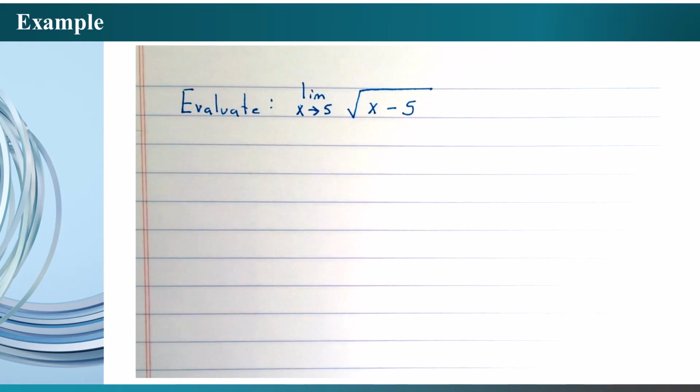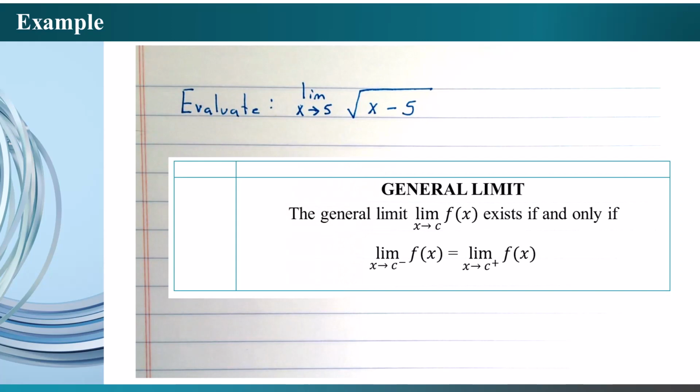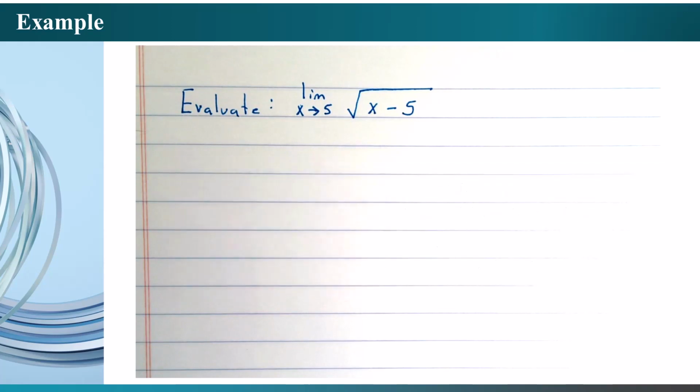If we substitute x equals 5 in here, we get the square root of 0, which is just equal to 0. However, we have to be a little bit careful. Remember that a general limit only exists if the limit coming from the left is equal to the limit coming from the right. Let's first evaluate the limit coming from the right.